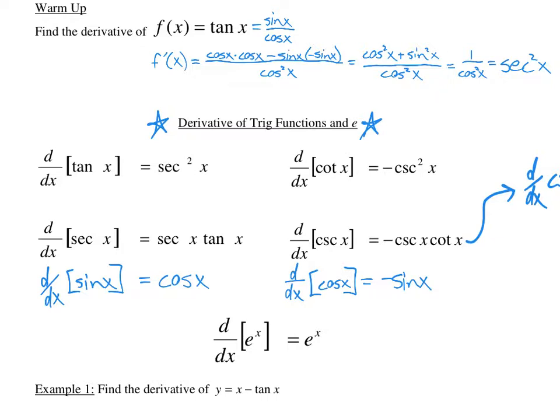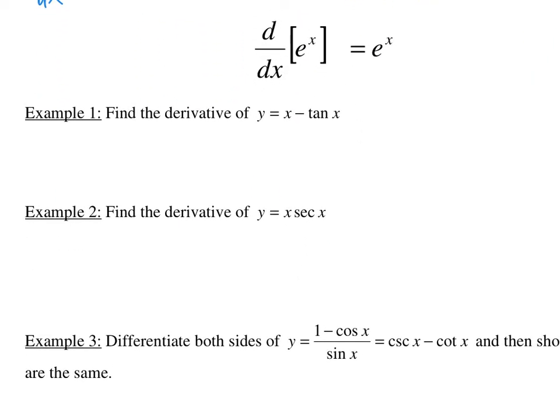And then the derivative of e to the x, we throw this one in here just because it's helpful to know, the sooner the better. And it's super easy. The derivative of an exponential e to the x is just e to the x. That's easy. So let's run through a few examples here.